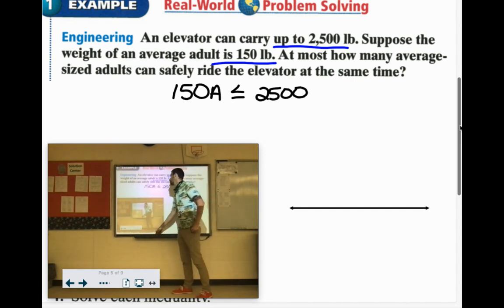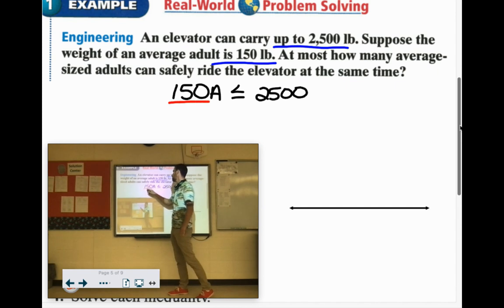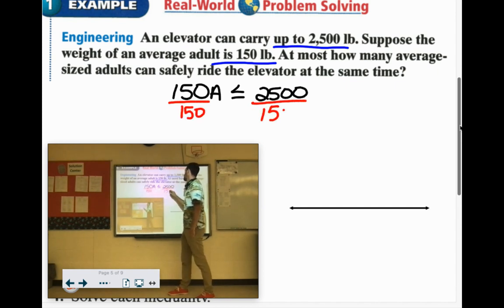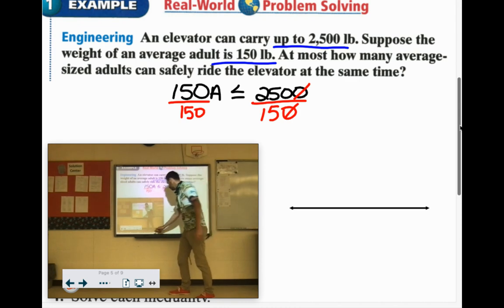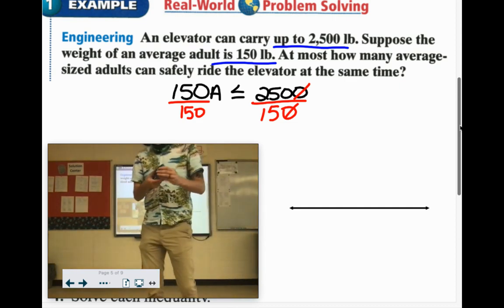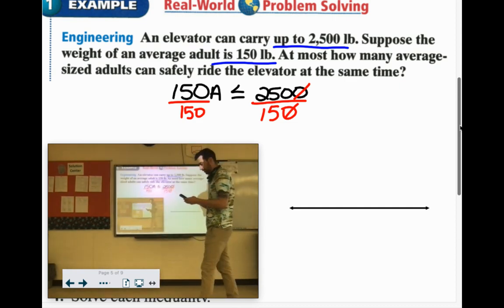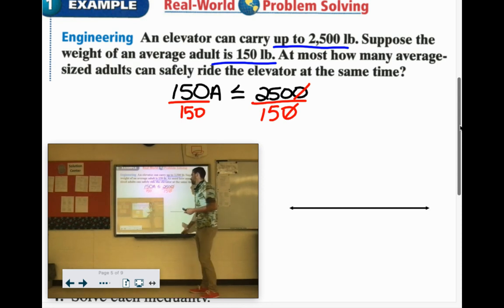So 150 times A, we have to undo that operation with division. Let's see what we can do. We can knock off a 0 for a 0. 250 divided by 15. Oh, this is a decimal. All right, let's just see what we got. For time's sake, we'll just grab a calculator. 250 divided by 15 is 16.6 repeated.